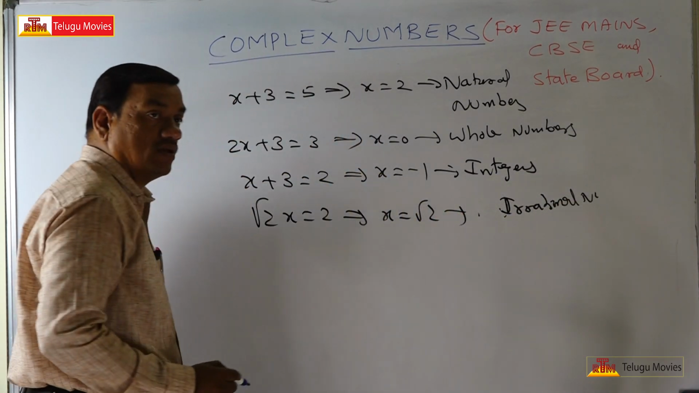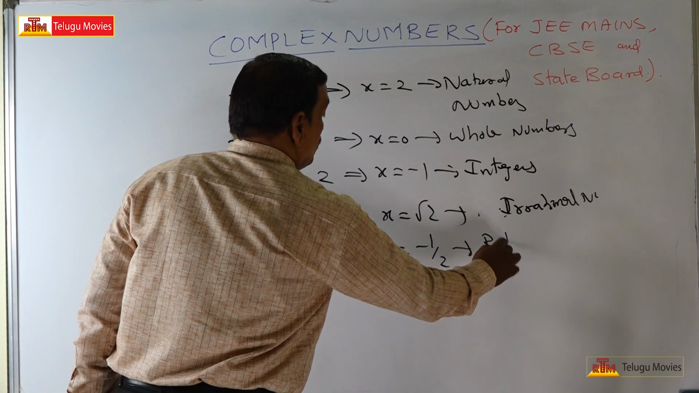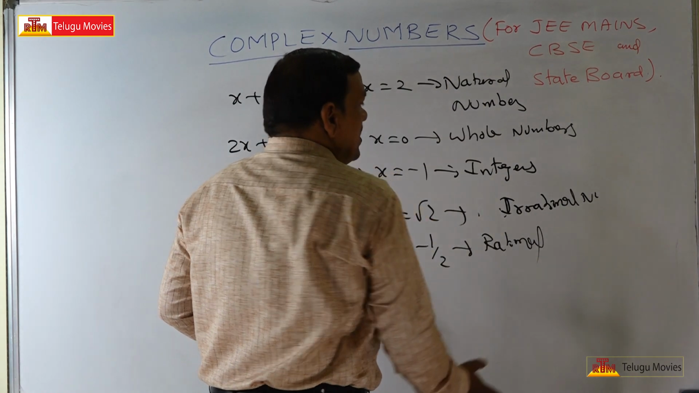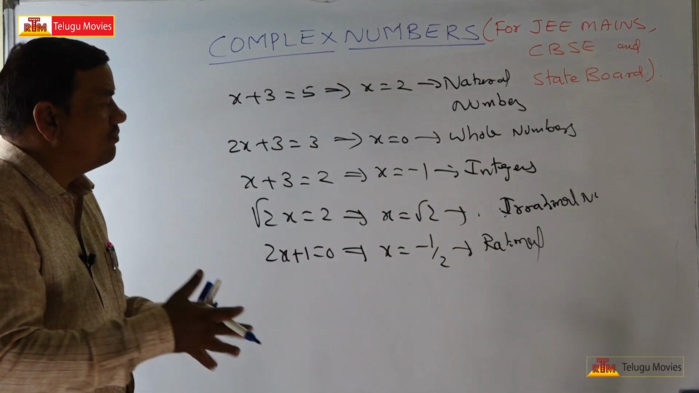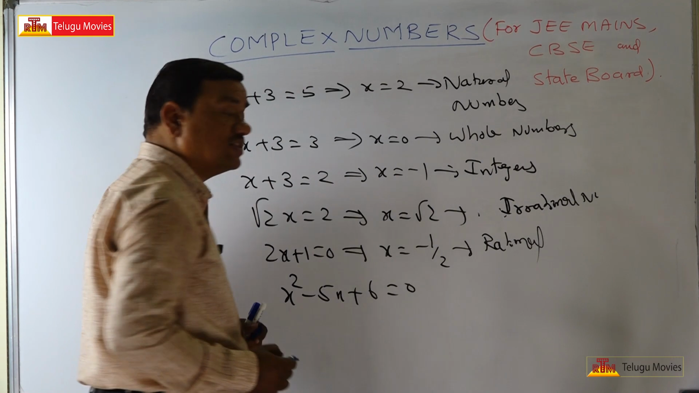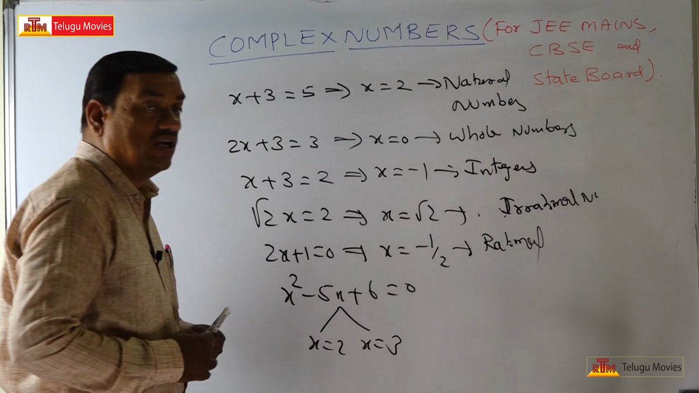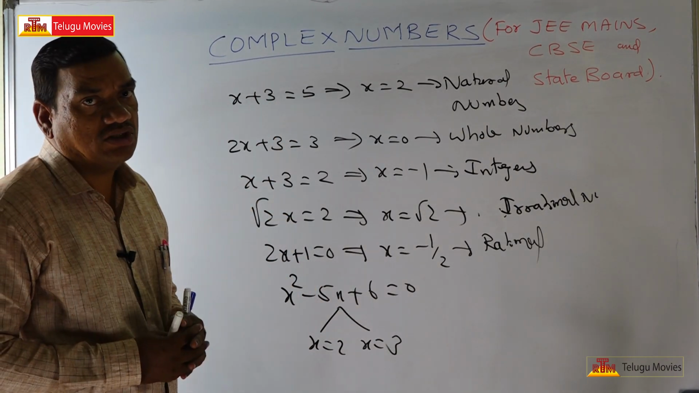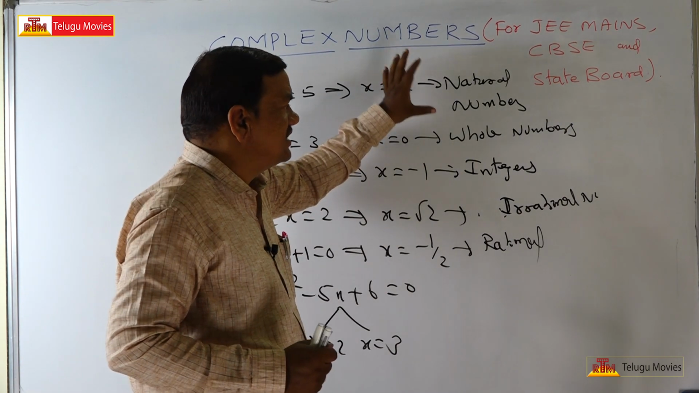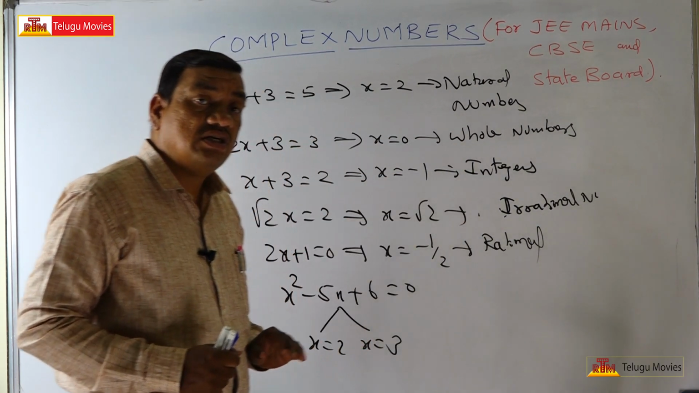Okay, irrational numbers. For example, 2x plus 1 is equal to 0, then x is equal to minus 1 by 2. You can find out the solution from rational numbers. So, all solutions are available from the set of natural numbers, whole numbers, integers, rational numbers. Okay. For example, if there is a quadratic equation x squared minus 5x plus 6, you know that this has two solutions, that is x is equal to 2, x is equal to 3. These solutions are available from natural numbers. So, all these equations, the solutions are available from some already known sets, that is the natural numbers, whole numbers, integers, rational numbers, irrational numbers, everything we know.